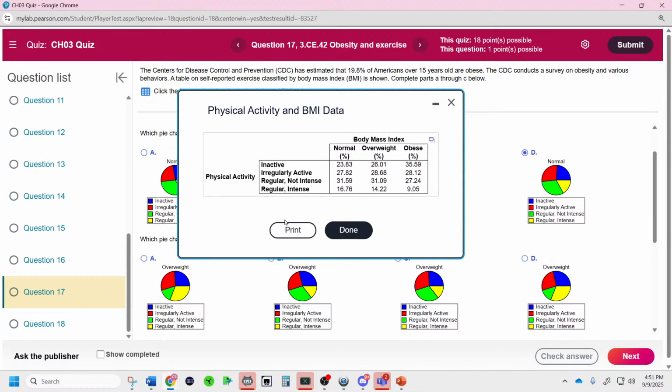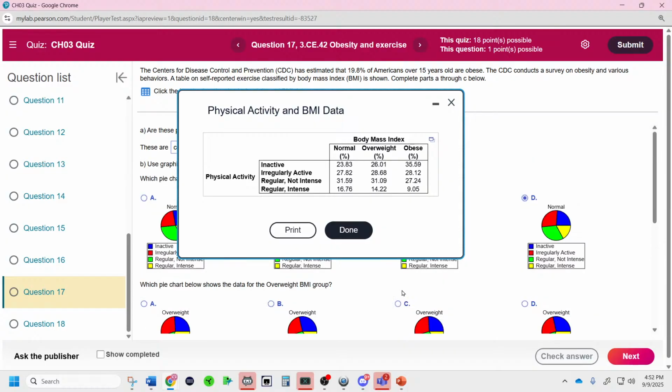Okay. So on this next one right here, we see the highest group for overweight is going to be, well, we go to the lowest, the regular intense. It's going to be a very small yellow. So that narrows it down to B and C right there. So between B and C, is inactive about a quarter again? It's a little more than a quarter, and that looks way more than a quarter. So this one is a little bit more than a quarter, and that's way more than a quarter. That's very close to a quarter, and that's very close to a quarter, but a tiny bit more. So it does appear to be C.